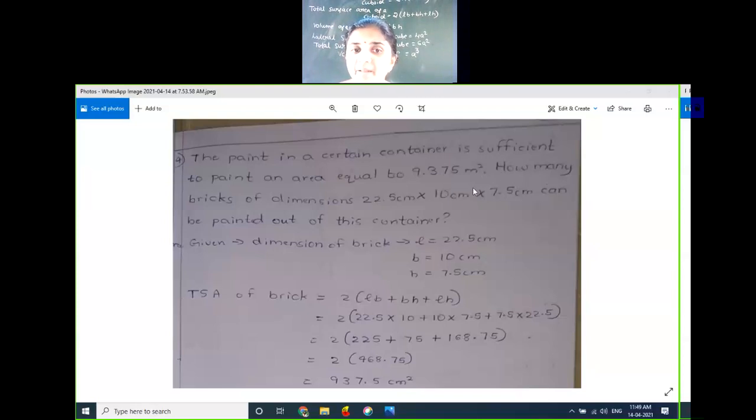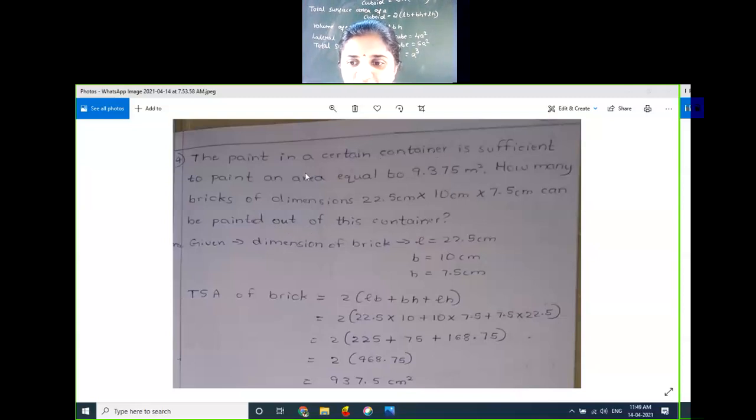How many bricks? You all know bricks, right? How many bricks of dimension? Bricks are the best example for a cuboid. The brick dimensions are given as 22.5 centimeter into 10 centimeter into 7.5 centimeter. How many can be painted out of this container?